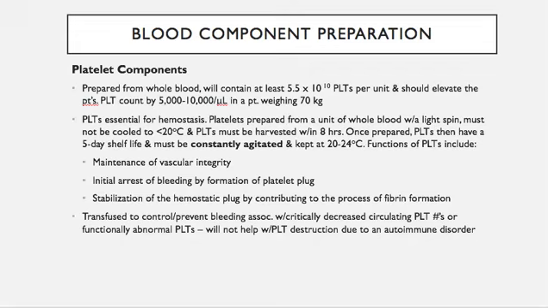Okay, different platelet components. So these get prepared from whole blood. They're going to contain at least 5.5 times 10 to the 10 platelets per unit and should elevate the patient's platelet count by 5 to 10,000 per microliter in a patient weighing 70 kilograms. Platelets are essential for hemostasis.